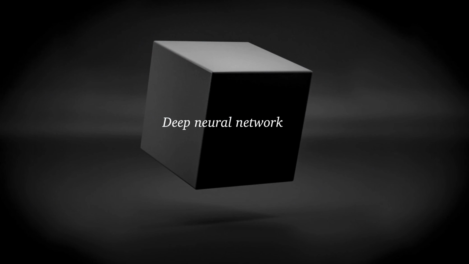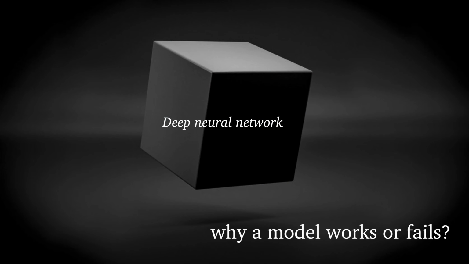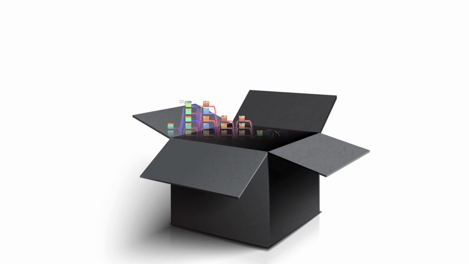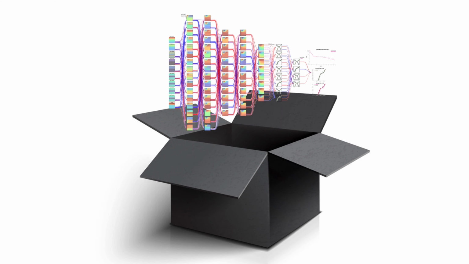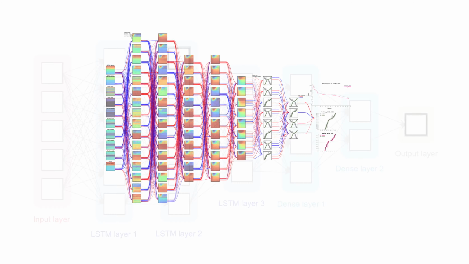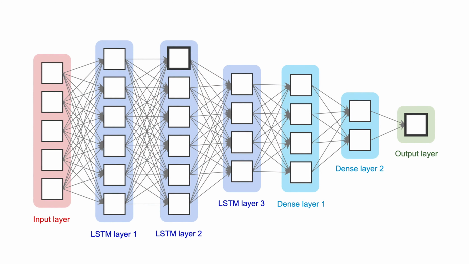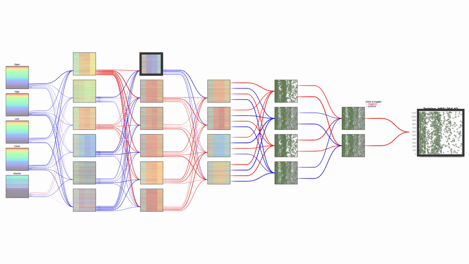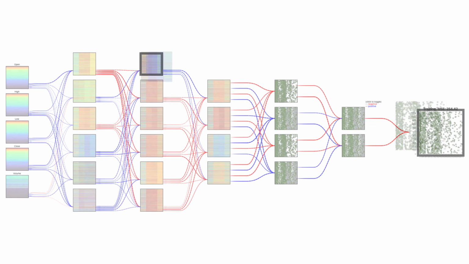However, the deep neural network is still a black box, leading to difficulty in explaining why a model works or fails. In this work, we introduce a way to open the black box with long short-term memory network. Here is a typical structure of an LSTM artificial neural network. We will explore what happens to the network components and try to depict and explain the mathematical model of neural net.